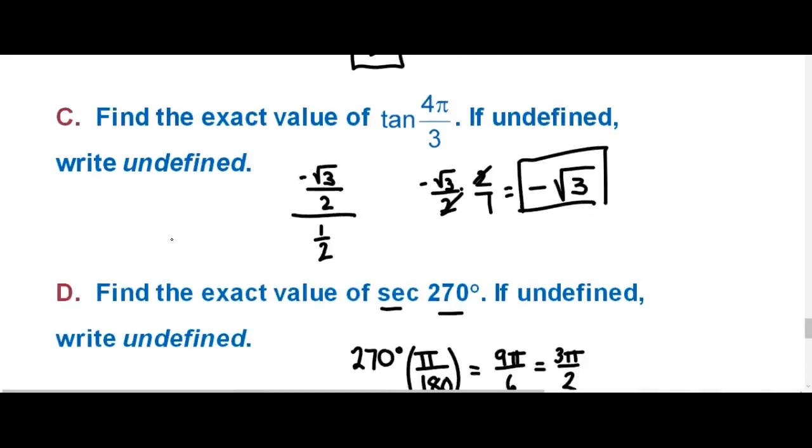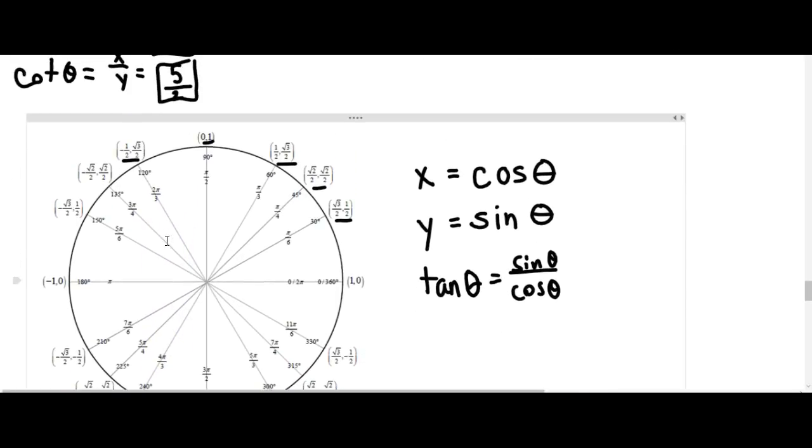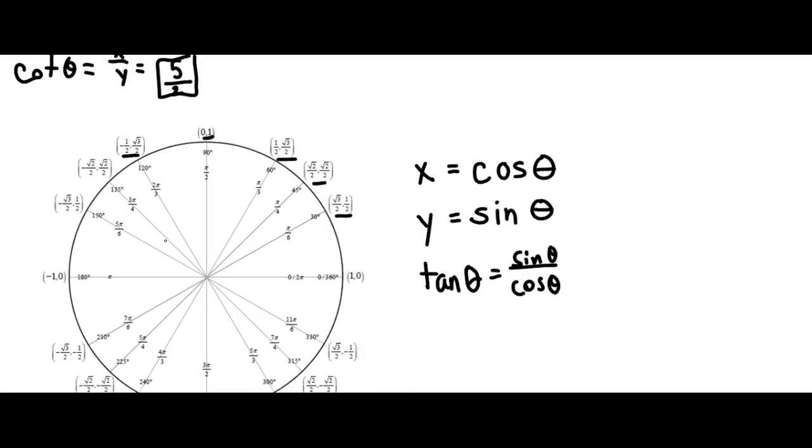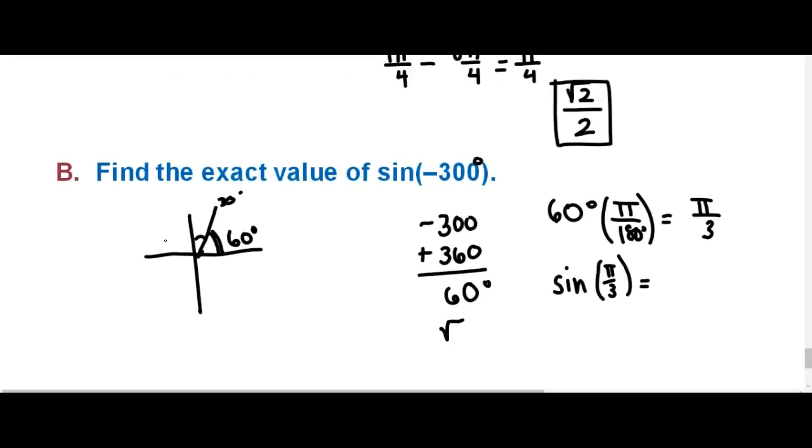So when we go up to pi over 3, that's going to be this angle here. Our sine is our y value, which is square root of 3 over 2. So my answer for this question would be square root of 3 over 2.